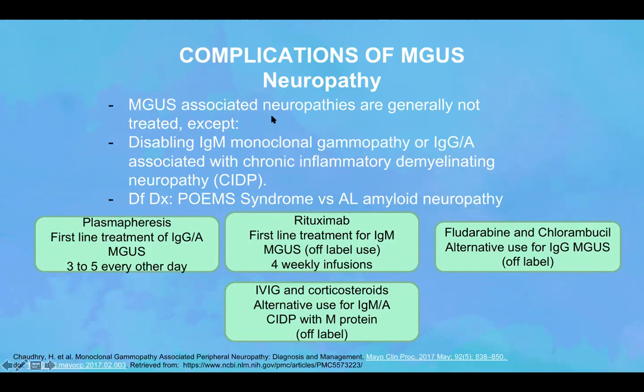The other treatments that are available for the neuropathy in MGOS are rituximab, IVIG, corticosteroids, and fludarabine. All of these treatments are going to be off-label, so they're approved for other diseases but not for MGOS. But we can use them in patients if we don't see any improvement with the first line treatment, that is plasmapheresis.